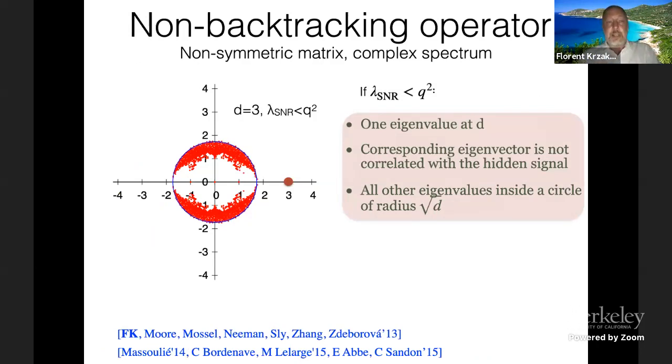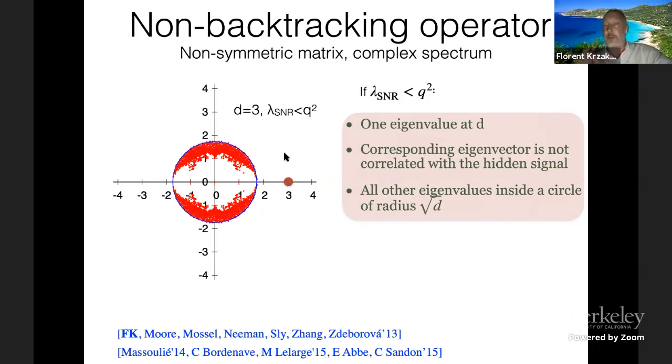So if you want to check this idea, what you have to do is to work out the spectrum of the matrix and the property of the eigenvectors. This is a bit harder than the usual matrices, largely because it's not a symmetric matrix, but it turns out it's a good idea. So for instance, this is what happens when lambda is smaller than q squared. You have only one value out of a circle here. By the way, there is a circle because the eigenvalues of this matrix are complex. And they are all in the circle of radius square root of d, except one, which is actually entirely trivial. It's not correlated with the hidden signal.